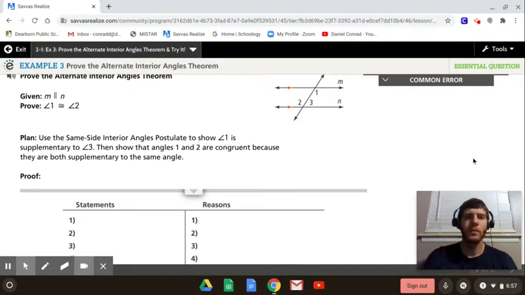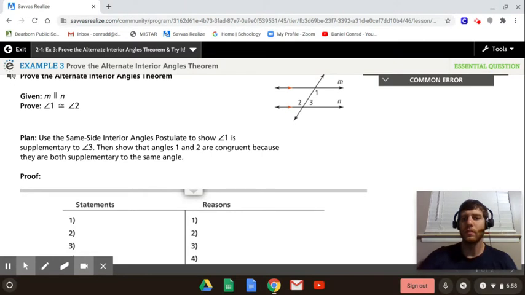So example 3 wants us to prove the alternate interior angle theorem. If we read the previous 3 slides, they were the alternate interior angle theorem, the alternate exterior angle theorem, and the corresponding angle theorem. All 3 of these theorems are very similar. They say if you have 2 lines that are parallel and are cut by a transversal, then the resulting alternate interior angles, alternate exterior angles, or corresponding angles will be congruent.